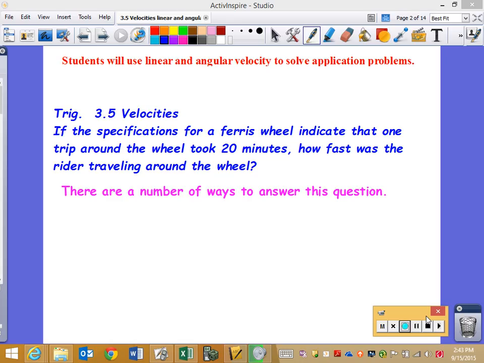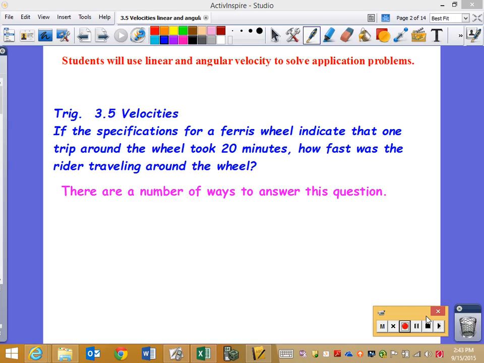Alright, today we're talking about 3.5, which is velocities. We're going to start today with a question. If the specifications for a Ferris wheel indicate that one trip around the wheel took 20 minutes, how fast was the rider traveling around the wheel? Now there are a couple ways of answering this.